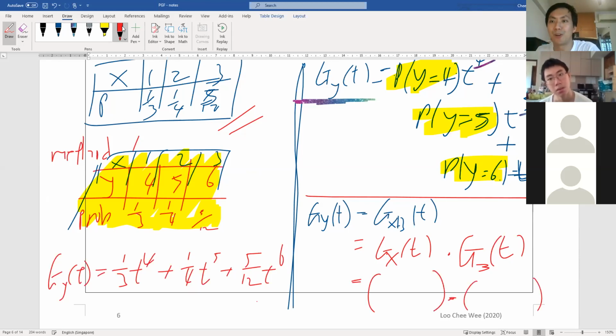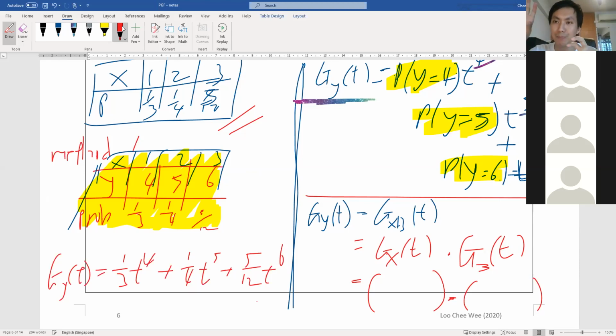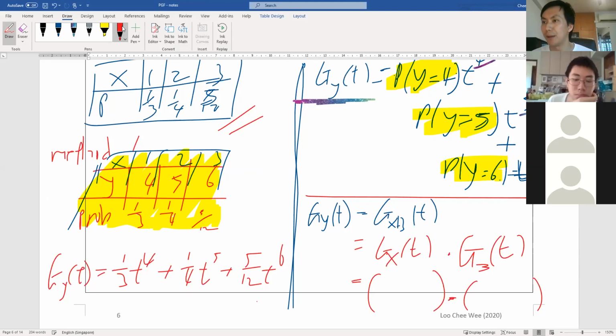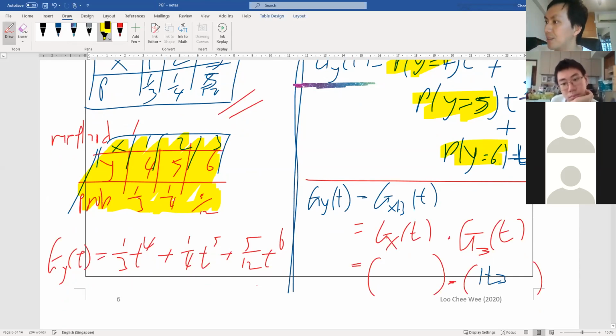Now, what is the PGF of the constant 3 by definition? Remember, PGF means coefficient is probability, outcome is the power. If you look at the constant 3, what is the probability of 3 being 3? 1. And that is the PGF of the constant 3. So the PGF of 3 is 1t cubed. And then if you multiply with the PGF of X, you will get the answer here again.